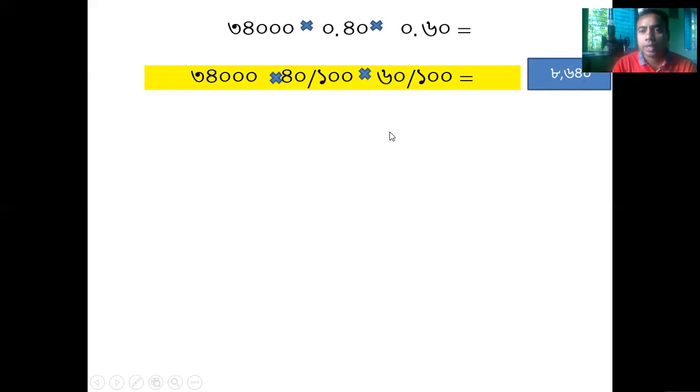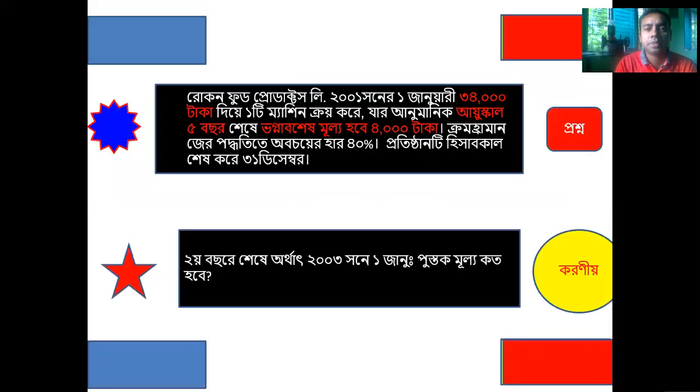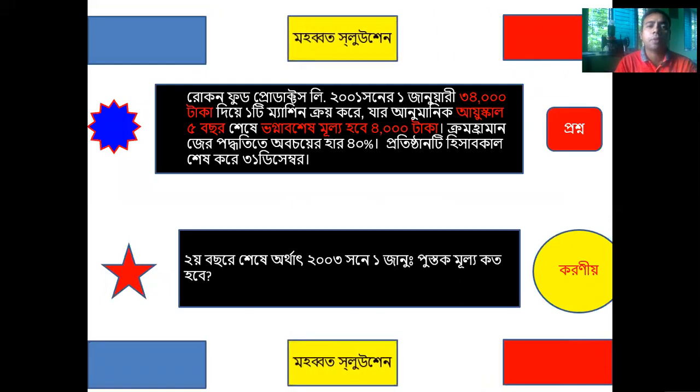When the number of years is so big, then it will not be possible for you to calculate step by step. Then you have to use this formula to calculate the result without delay. Dear participant, now another problem.